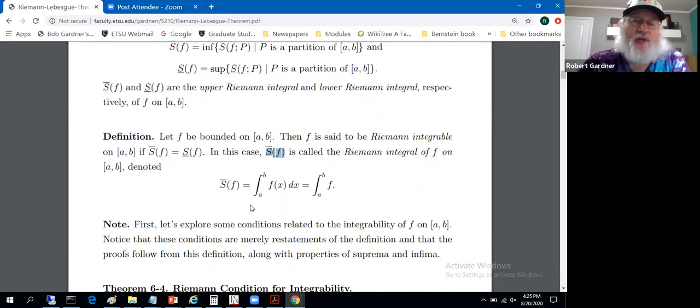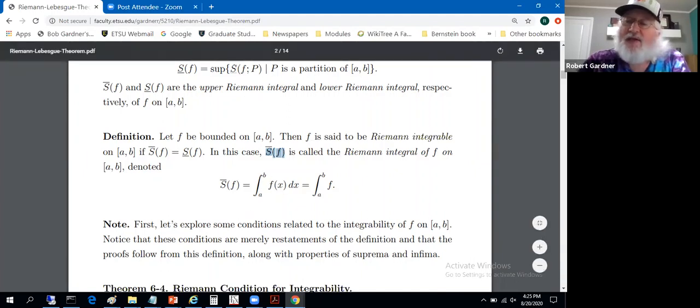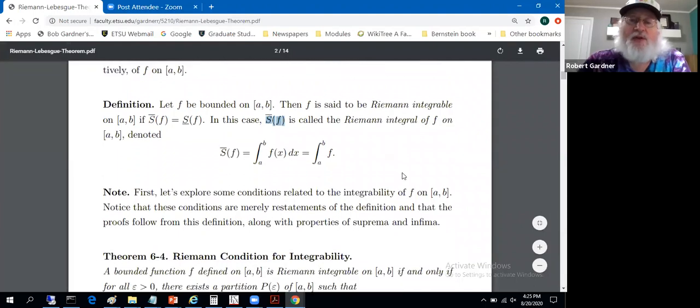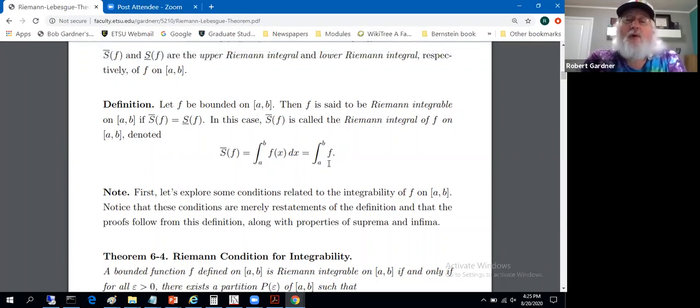In this case, that common value is called the Riemann integral of the function over the interval, and it's the usual notation, integral from a to b of f of x dx. I've actually followed notation out of the senior level book, and they've written this as an integral from a to b of f. They leave the of x dx stuff off. I'm okay with that, usually. We'll be doing a lot of that in here.